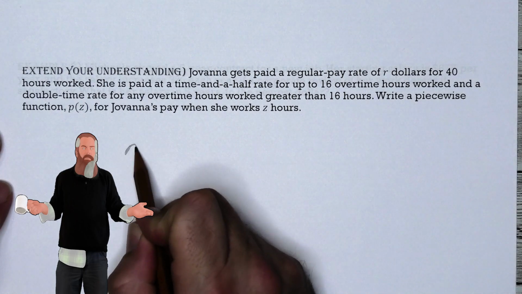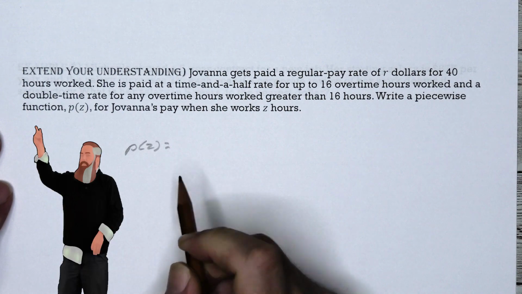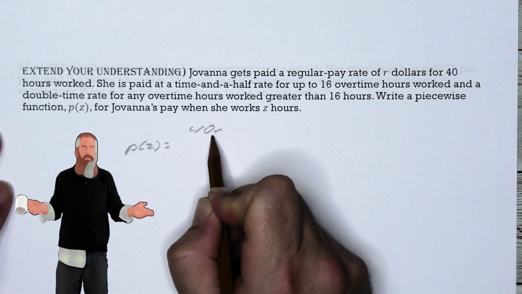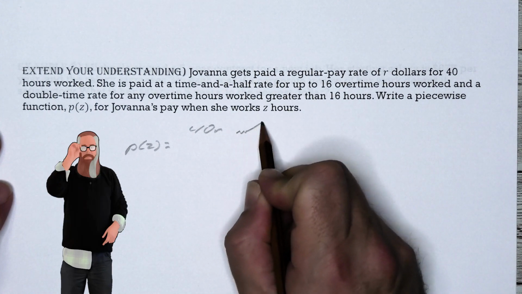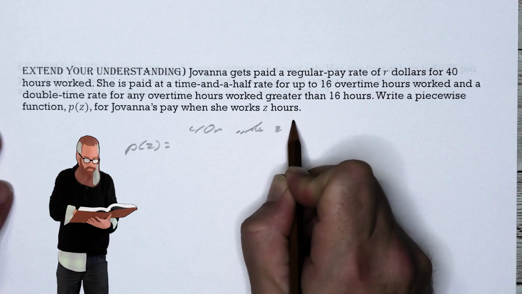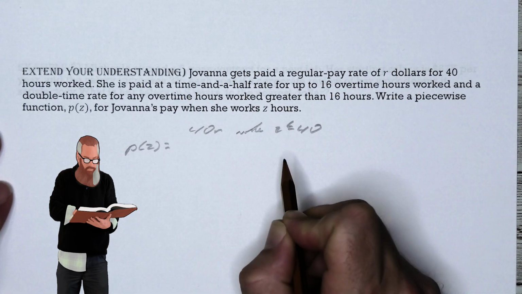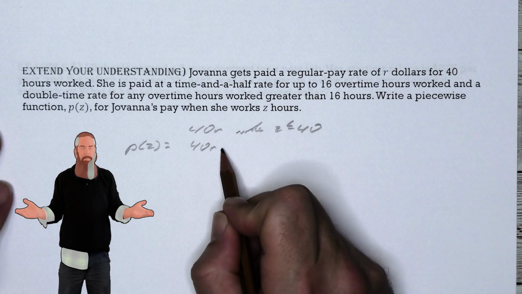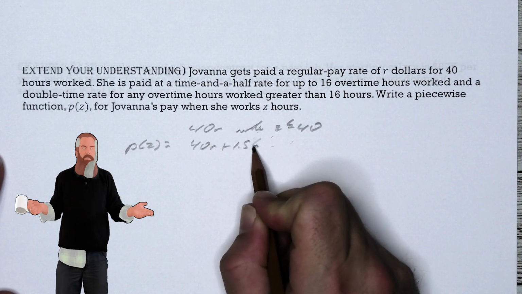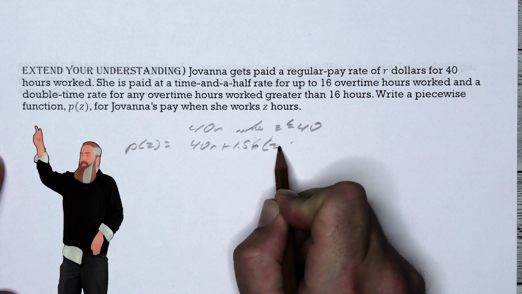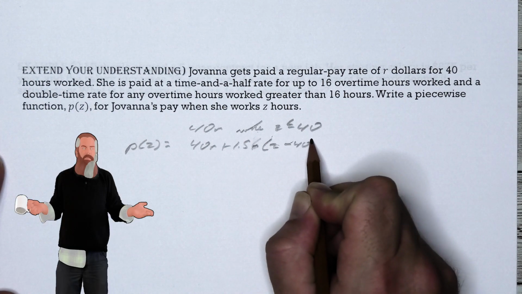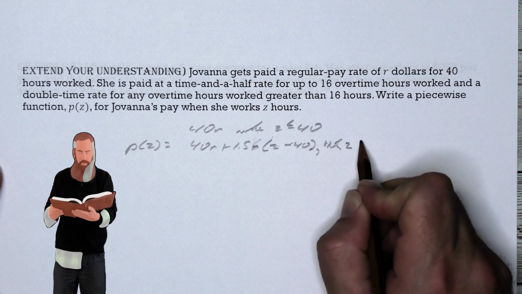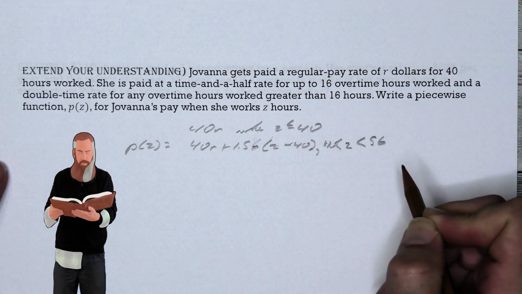So the first thing is we know we're dealing with P of Z, and we're going to have 3 different conditions. One is that she's going to get paid 40 hours at the rate she works at, and this is when Z is less than or equal to 40 hours that she worked. We also know that she would get her regular 40 hours and an additional 1.5 times her rate for every hour Z that was over 40. This is going to occur when Z is greater than 40 and less than 56.